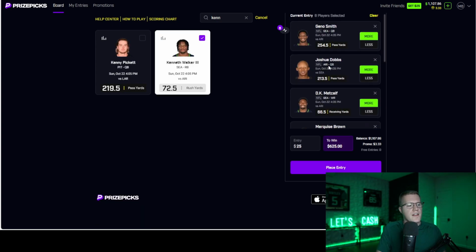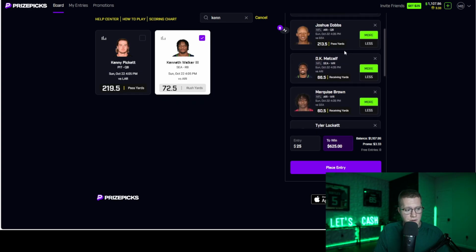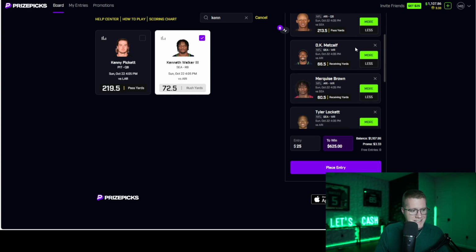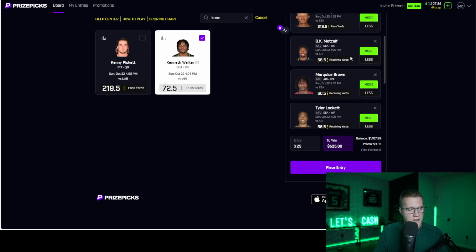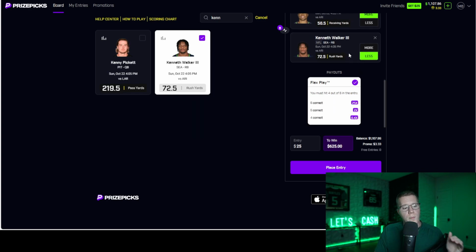If Geno Smith is throwing for a lot of yards, they're going to be relying less on their rushing game. If Joshua Dobbs is throwing for a lot of passing yards, then that also means the exact same thing. If Marquise Brown's catching a lot of yards, if Tyler Lockett's catching a lot of these receiving yards, then Kenneth Walker isn't going to be doing too much rushing, right? Makes sense. These are all positively correlated.